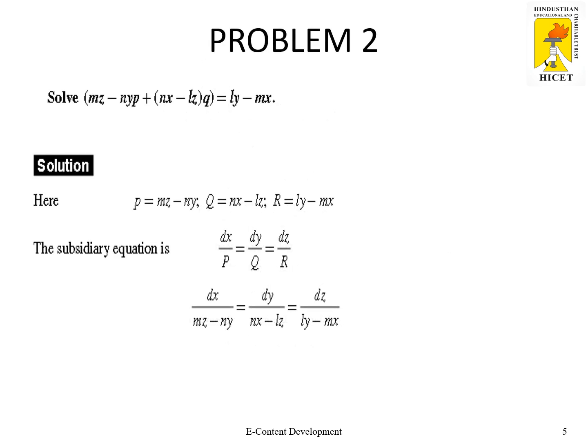Let us consider another problem. Solve (mz minus ny) p plus (nx minus lz) q equal to ly minus mx. So this is also in the standard Lagrange's form, where capital P is mz minus ny, capital Q is nx minus lz, capital R is ly minus mx. So the subsidiary equation is dx by P equal to dy by Q equal to dz by R. So substituting P, Q, R, we get the last equation.